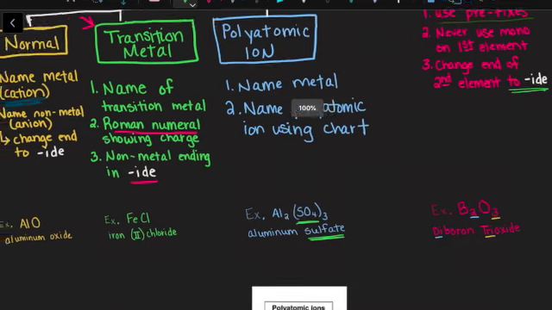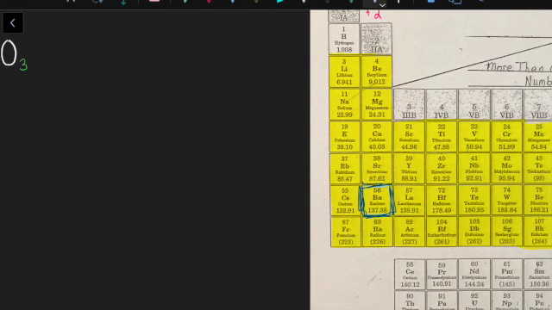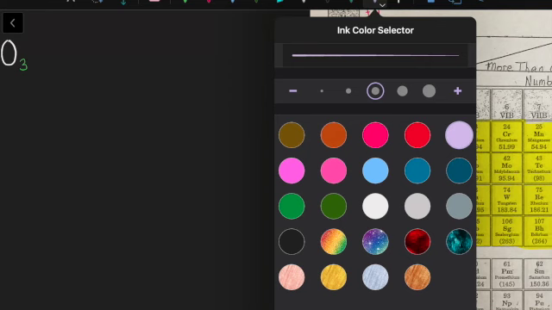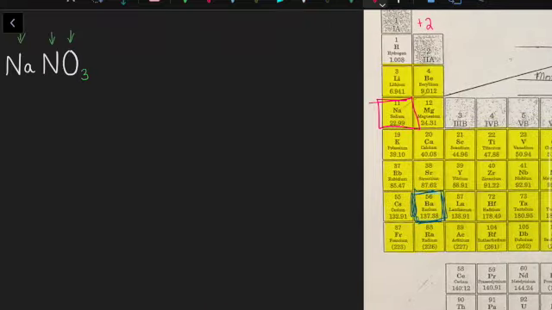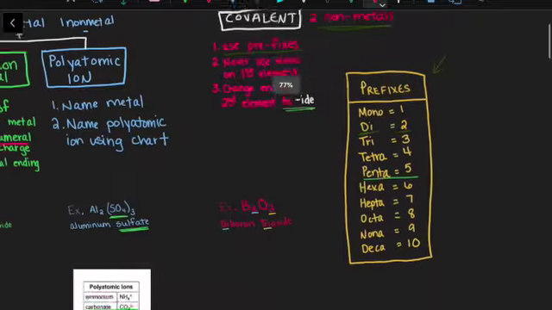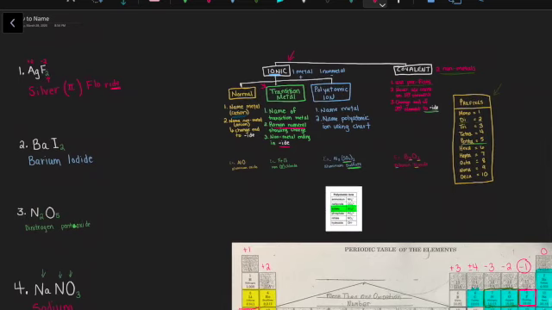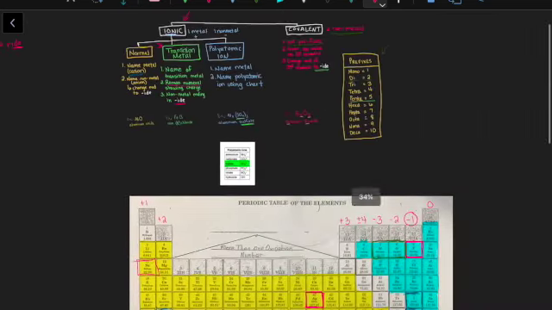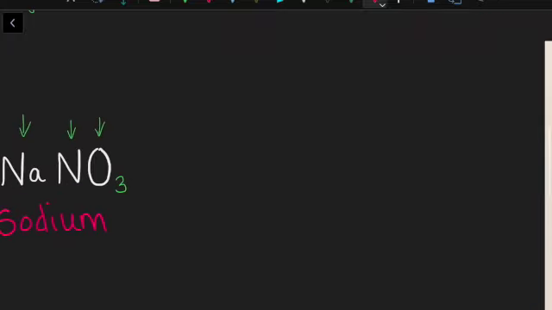Polyatomic. First, we name the metal. Okay. Name the metal Na. It is sodium. Na is sodium. So sodium. Now, to see what to do next, I'm going back to my chart. Name polyatomic ion using the chart, and that is NO3. Right there, NO3. So get our polyatomic ion chart. NO3 is nitrate. So that is going to be sodium nitrate.